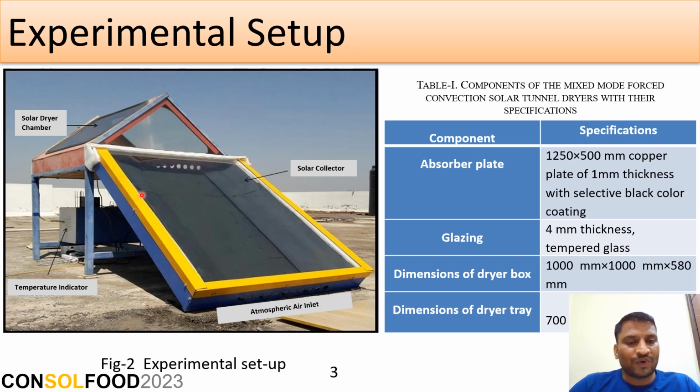Basically, how does this system work? Initially, the atmospheric air enters into this solar air heater. By using the heat from the solar radiation, the heating of that air happens, and this hot air enters into the drying chamber, where it flows over the product. That hot air removes moisture from the product, and finally the moisturized air goes out from the outlet provided on the dryer chamber.